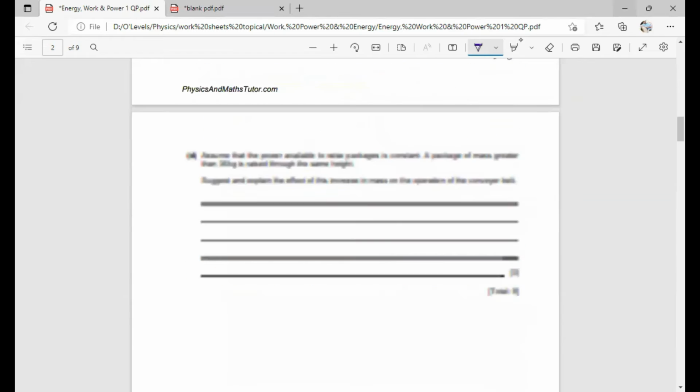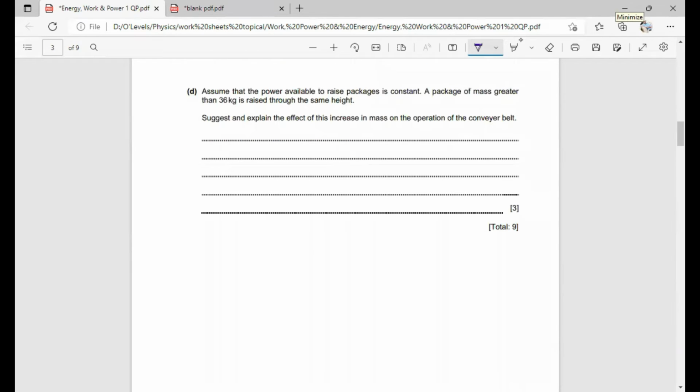Now, assume that the power available to raise the package is constant and a package of mass greater than 36 kg is raised through the same height. Suggest and explain the effect of this increase in mass on the operation of the belt. Definitely, if the mass is increased, more power will be required because of the increase in potential energy. And one more thing, it will take more time than usual. So this is for the 3 marks.